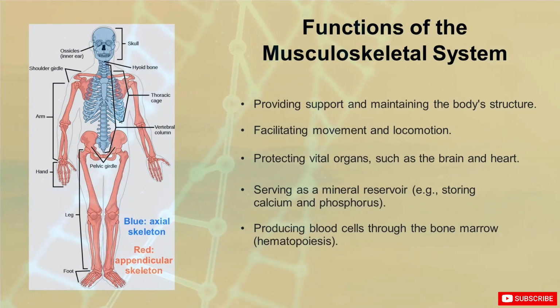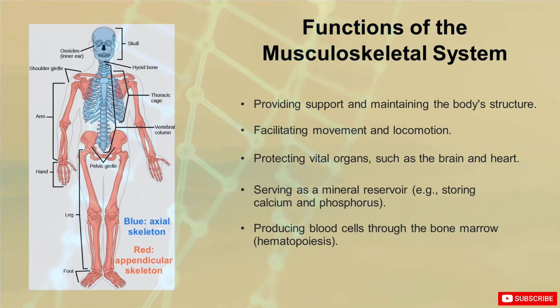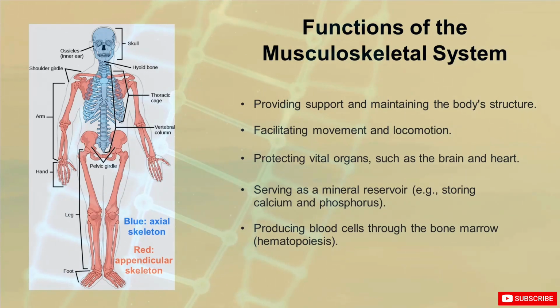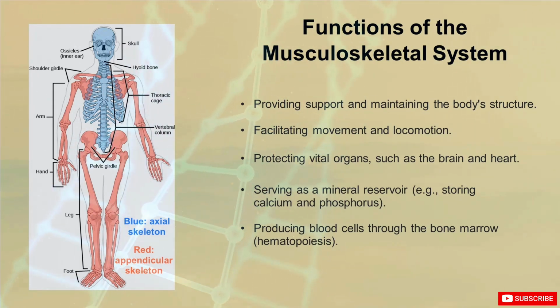Overall, the musculoskeletal system is a complex and interconnected system that enables humans to perform a wide range of movements, from the simplest to the most intricate, allowing us to interact with our environment effectively. Maintaining the health and proper functioning of this system is essential for overall well-being and quality of life.